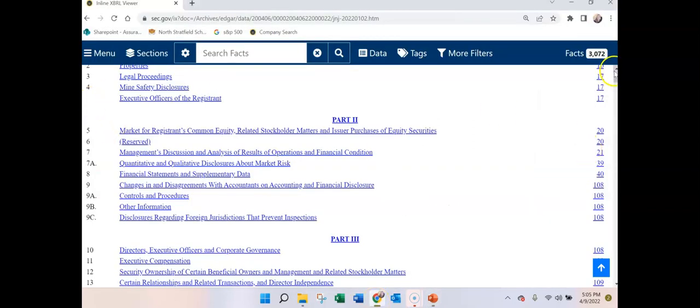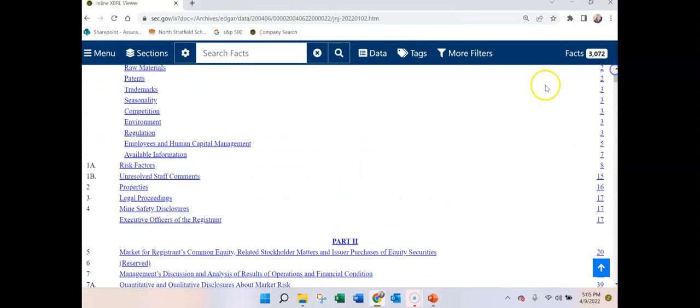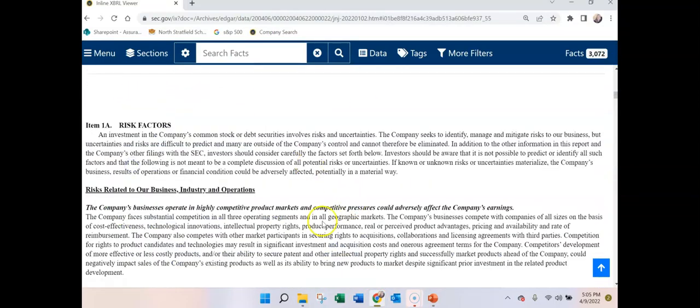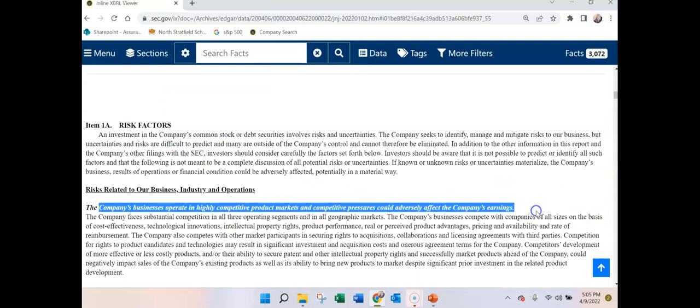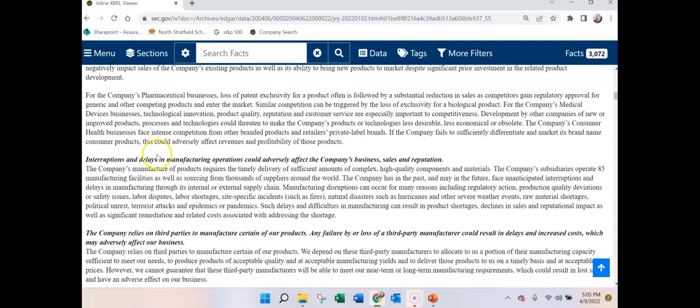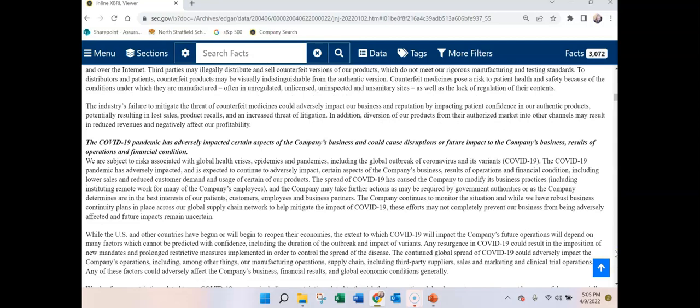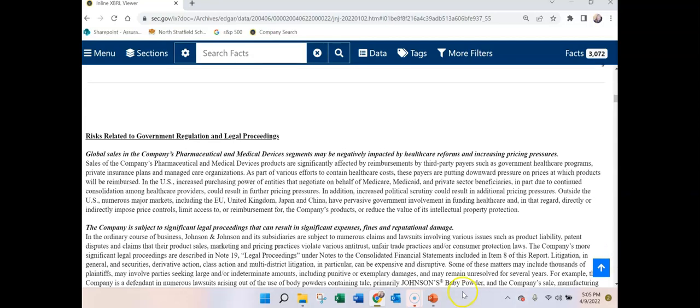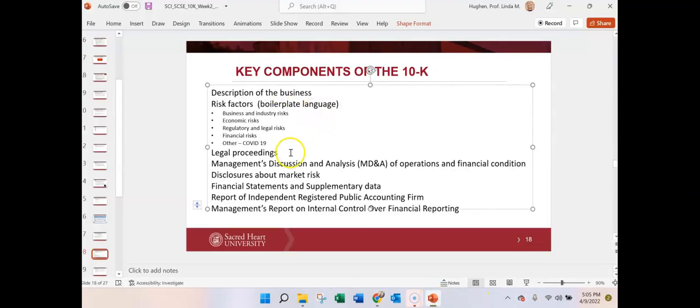If we look at a couple of these risk factors, we're going to see the company's business operates in a highly competitive market, and competitive pressures could adversely affect the company's earnings. So how informative is this to an investor? Probably not so much. Interruptions and delays in the manufacturing operations could adversely affect sales. So some of these are a little more important. This really looks like something that the lawyers probably had put together.